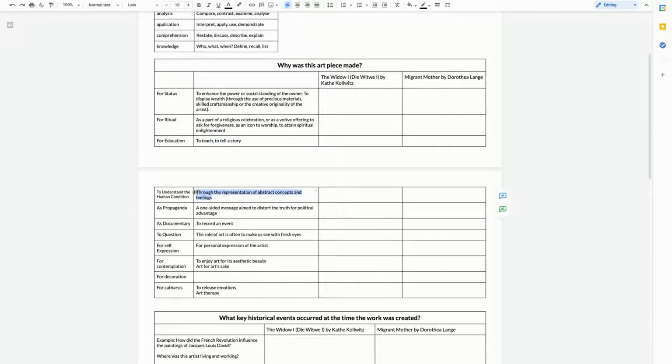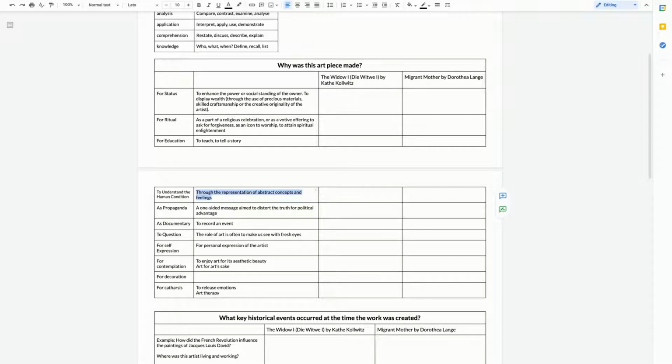To understand the human condition. This would be a representation of abstract concepts and feelings. These are the things that are sometimes difficult to put into words. So pain, love, friendship, hope, some of these more abstract concepts can be represented through the visual medium of art.